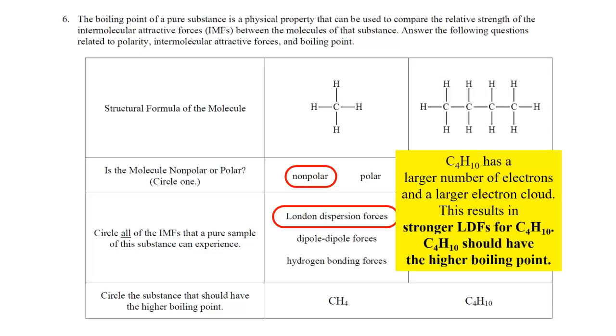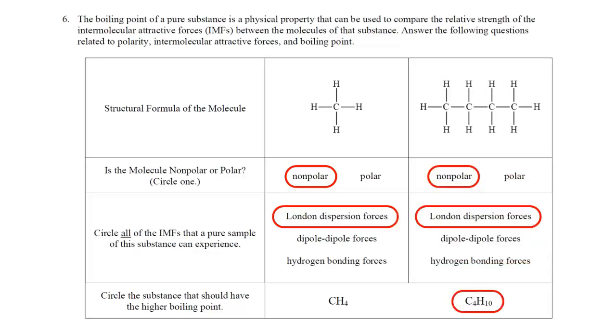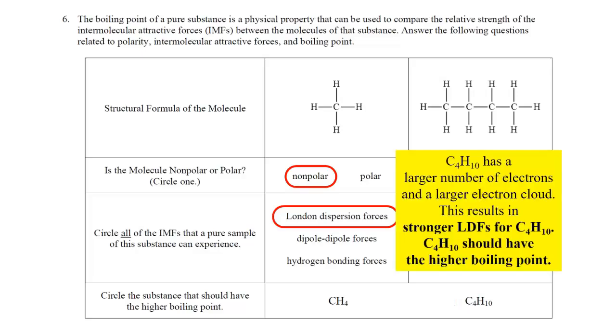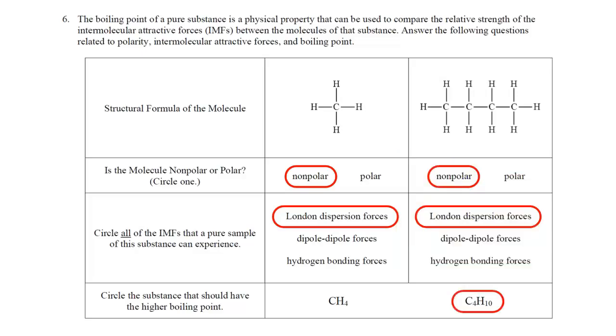C4H10 has a larger number of electrons and a larger electron cloud, which results in stronger London dispersion forces for C4H10. So the answer to that last part of this table on this slide is that C4H10 should have the higher boiling point. All right, now we've finished with question 6.